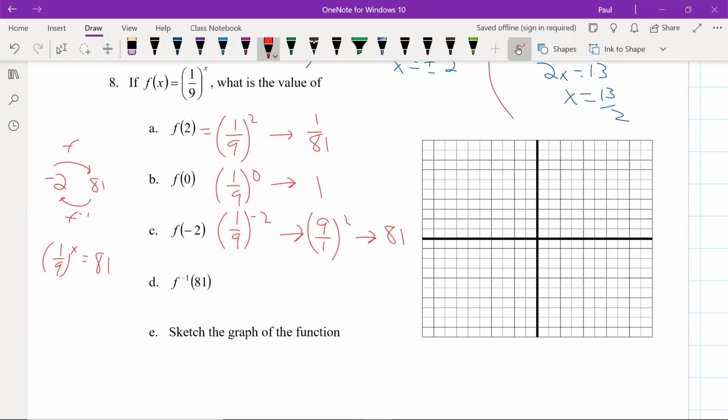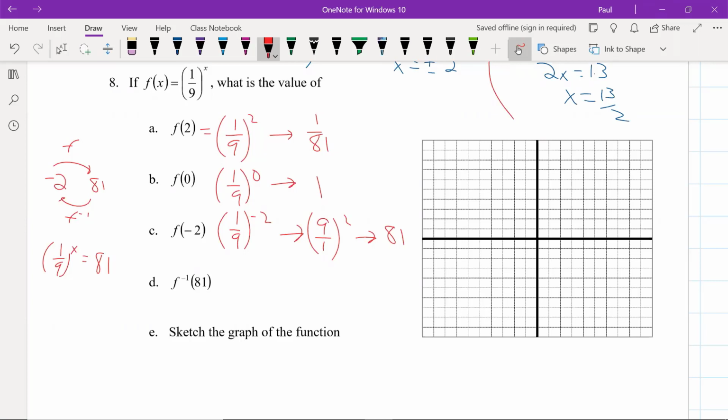So the function's inverse is the function. No, it's the one that undoes it, right? So if I were evaluating F of 81, I would plug 81 in here. It's just f negative 1 equals x to the negative 2nd. Say it again? Wait. No, it's not a computation, it's an idea.